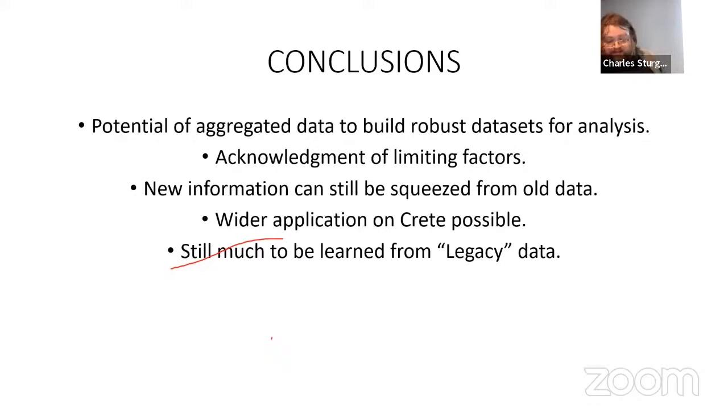There are many sites on Crete with ample quantities of published data to which the method could be applied, while the restudy of bulk material and storage could create a more nuanced dataset. Despite its status as legacy data, there remains much to be learned.